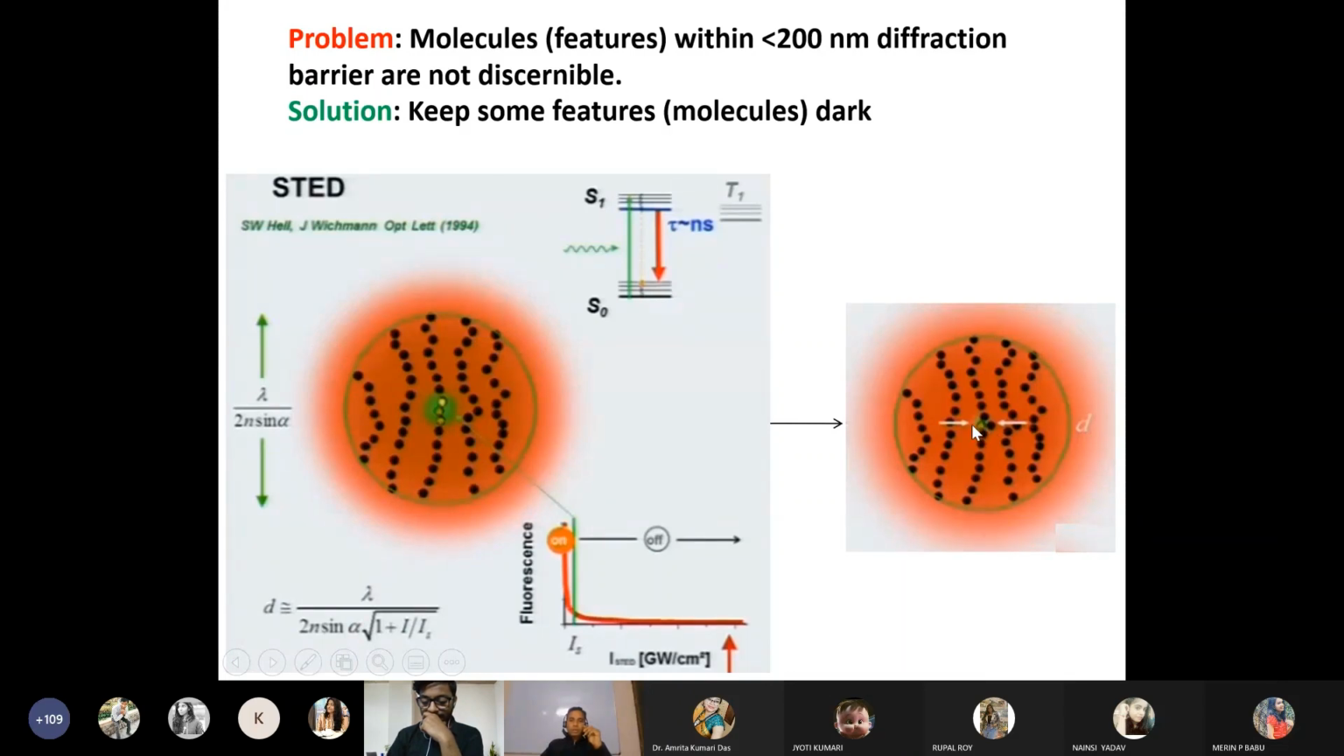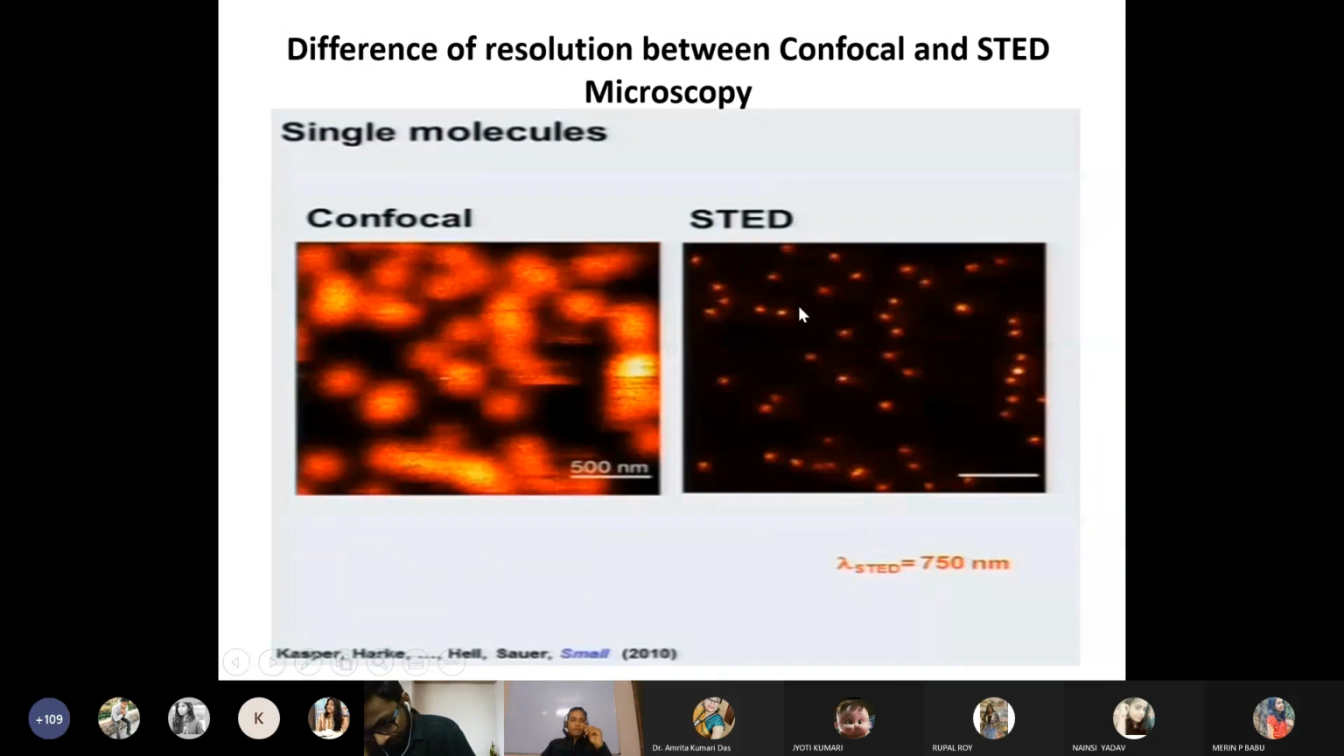So what we do is we give importance to each and every molecule one by one. Okay. So for us, every person is a VIP over here. Every molecule is a VIP, but we have to give importance one by one. Okay. So this is known as keeping some molecules dark. So this is the solution. So what was the problem? Molecules within less than the 200 nanometer diffraction barrier are not discernible. Okay. So now we have got the entire image.